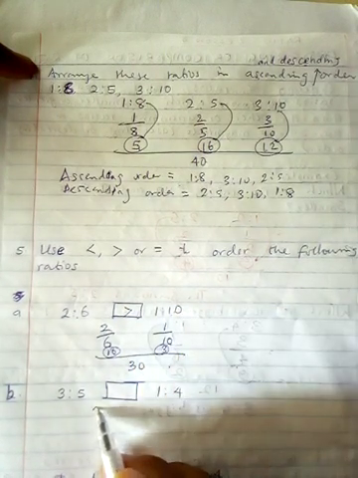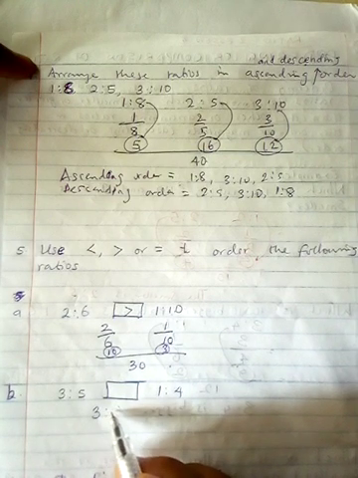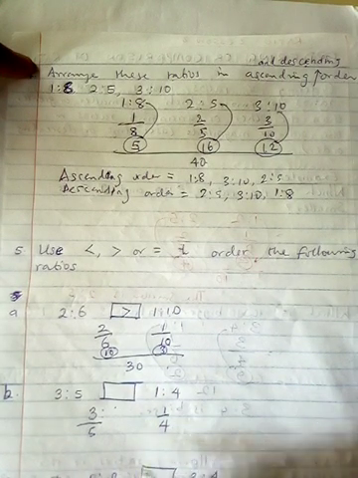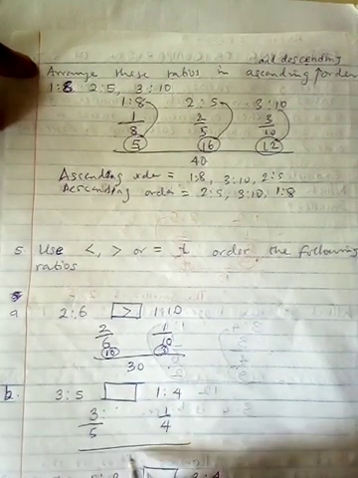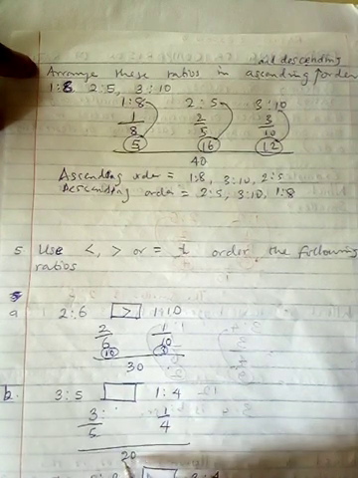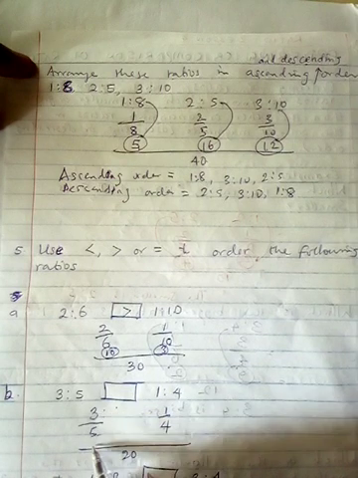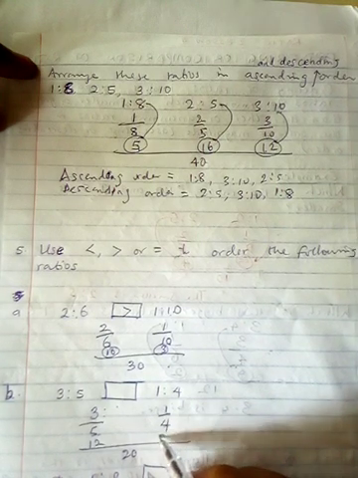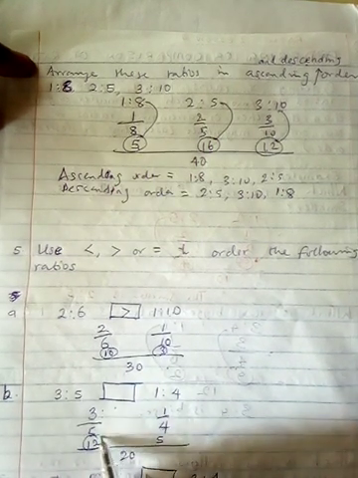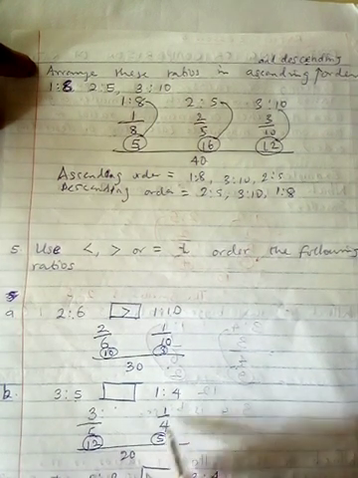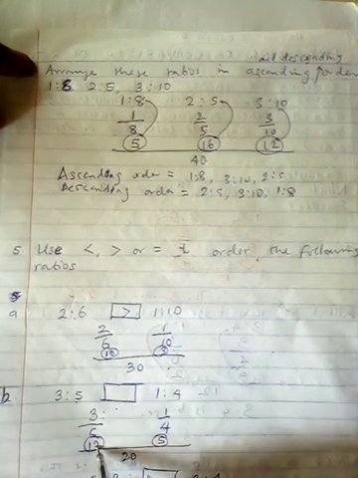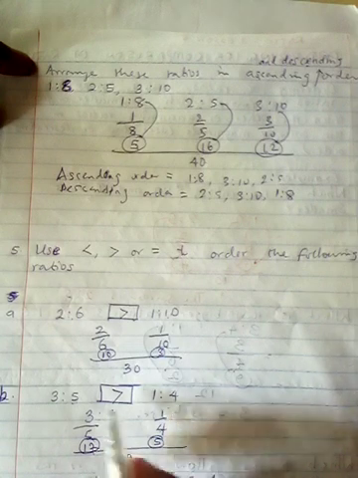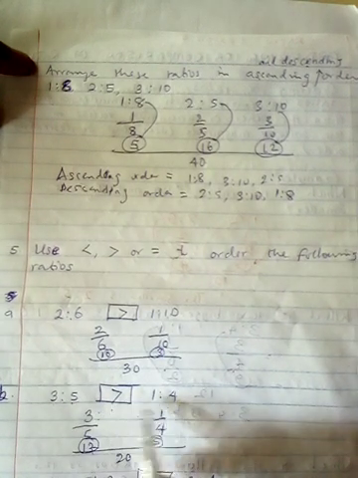Also, we have 3 ratio 5. That gives us 3 over 5. And here we have 1 over 4. Now, what we do is find the LCM of 5 and 4. LCM of this is 20. 20 divided by 5 is 4. 4 times 3 is 12. Also, 20 divided by 4 is 5, and 5 times 1 is 5. Here we're having 12 for this ratio, and we're having 5 for this ratio. So which is bigger? 3 ratio 5 is bigger, because 12 is bigger than 5. That means 3 ratio 5 is greater than 1 ratio 4.